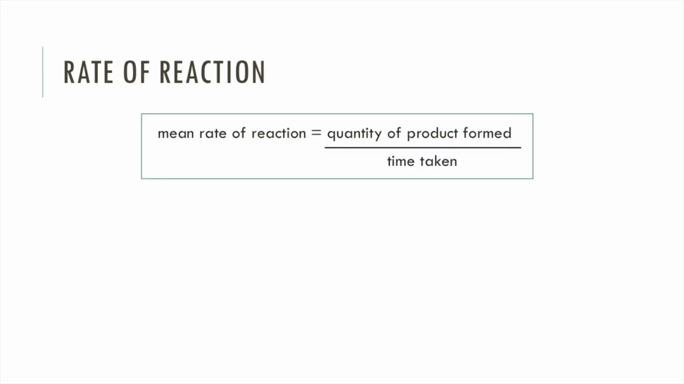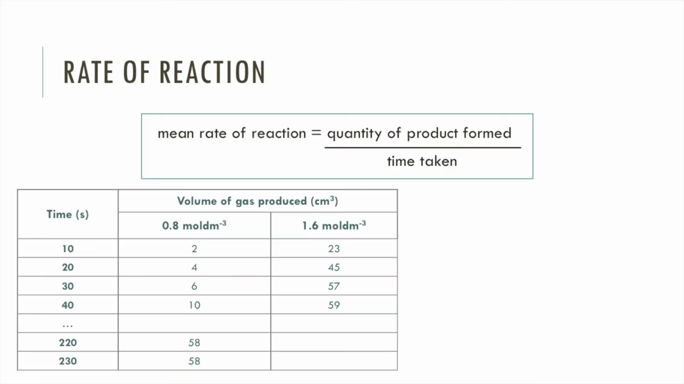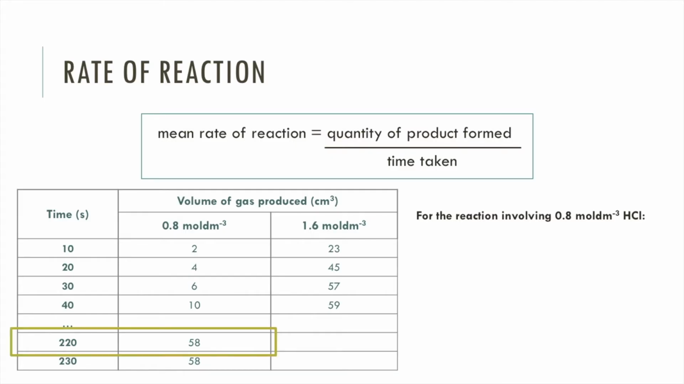From these results, you can calculate the mean rate of reaction. This is done by dividing the quantity of hydrogen produced by the time taken for the reaction to happen. So here's our results table again. For the reaction involving the 0.8 molar hydrochloric acid, 58 centimetres cubed of hydrogen was produced in 220 seconds. So the mean rate of reaction was 0.26 centimetres cubed per second. This means that every second, 0.26 centimetres cubed of hydrogen was produced.